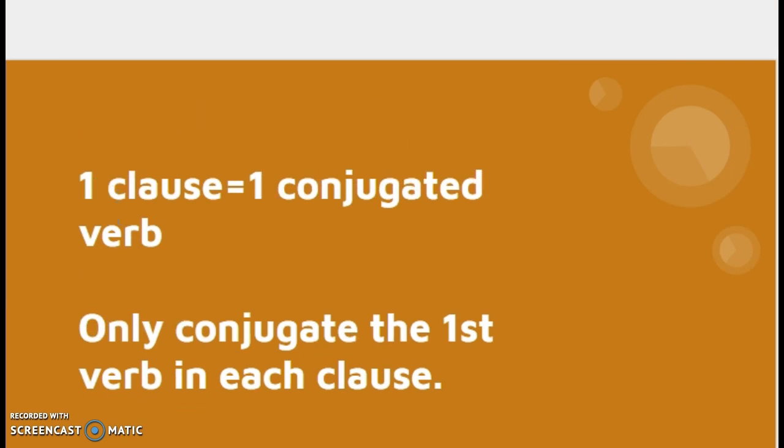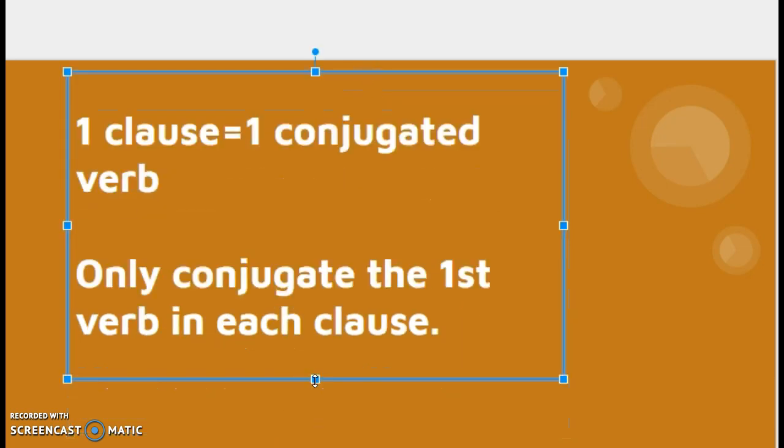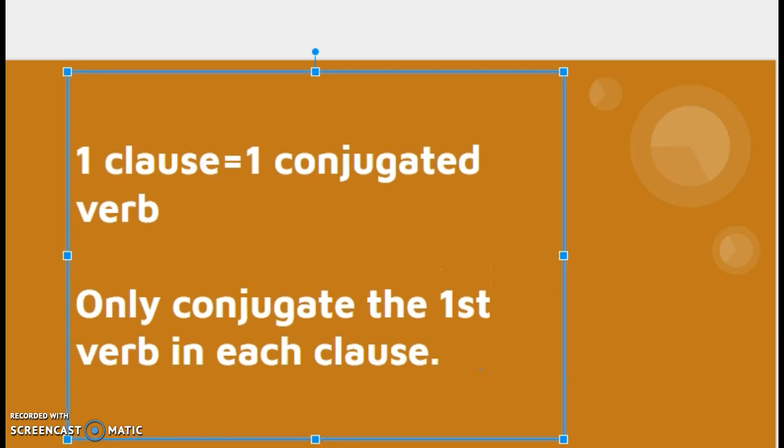Going off of that, whenever I have a clause, there has to be the equivalent of one conjugated verb. So think of your English classes where you've talked about subordinating clauses, main clauses, dependent, independent. Each of those has one conjugated verb in it. So for instance, if I wanted to say, I like to eat because I am athletic, that would be a dependent and independent clause. So each clause, like I like would be conjugated, and then I am is conjugated because those are the first verbs in each clause.